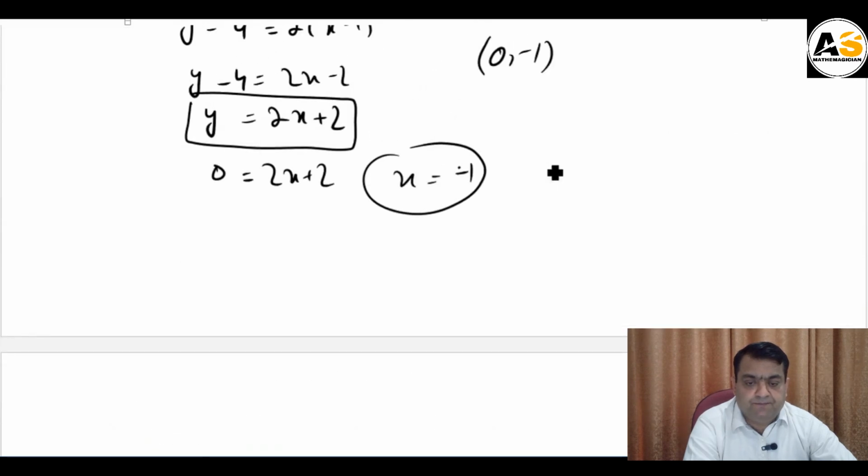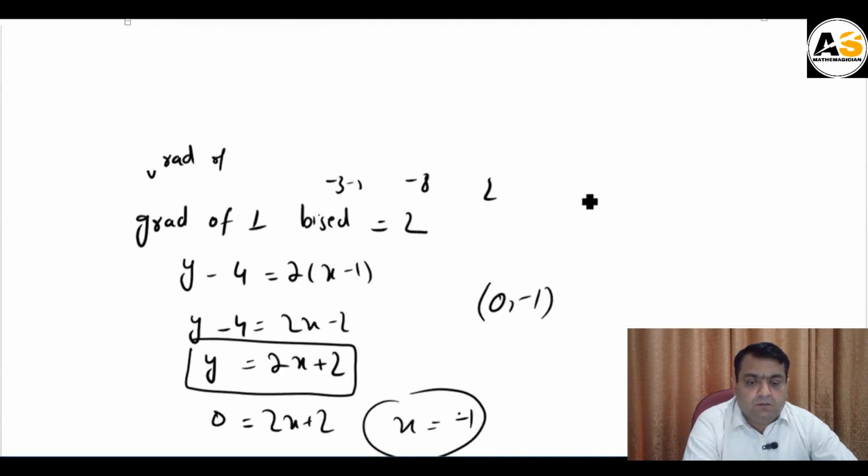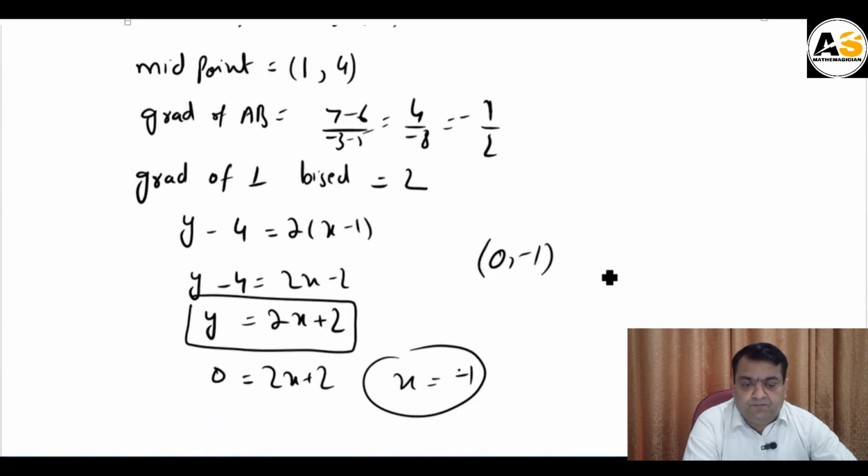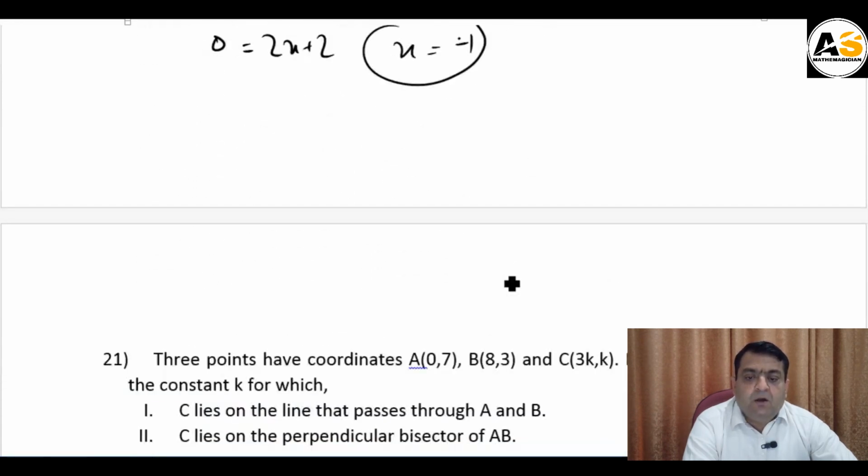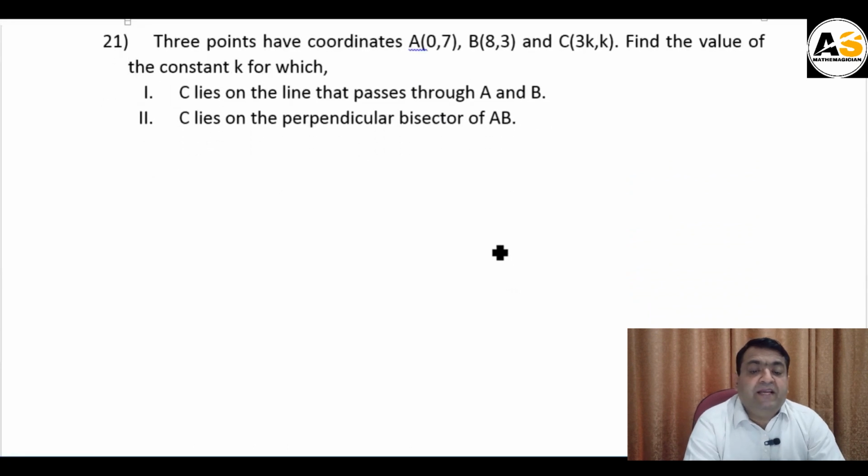Minus 1, 0, sorry. It will be minus 1, 0. X minus 1, y 0. Dear student, we are given 3 points. They have coordinates A(0, 7), B(8, 3), and C(3k, k). Find the value of constant k for which C lies on the line that passes through AB.